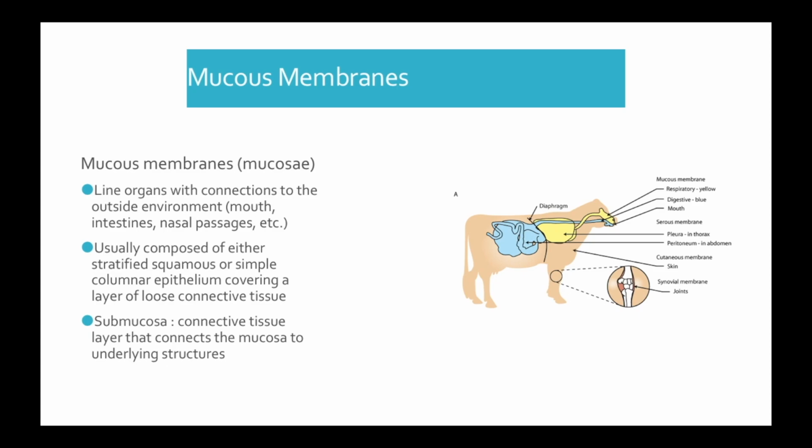Carrying on, we have mucous membranes, or mucosa. They line organs with connections to the outside environment, such as the mouth, the intestines, nasal passages. If you pull your eyelid down, you can see the conjunctiva, that's mucous membrane as well. They're usually composed of either stratified squamous or simple columnar epithelium, covering a layer of loose connective tissue. Submucosa is the connective tissue layer that connects the mucosa to the underlying structures.